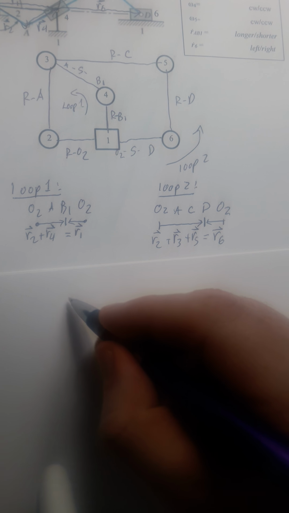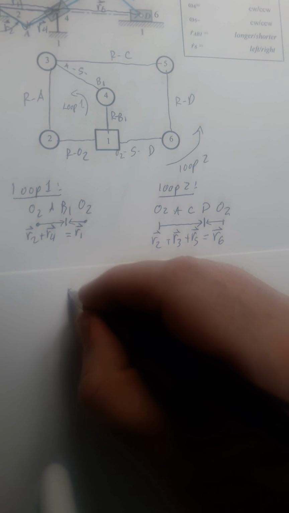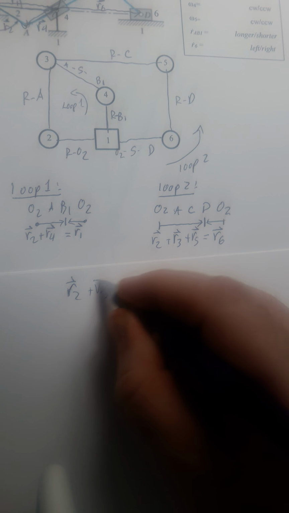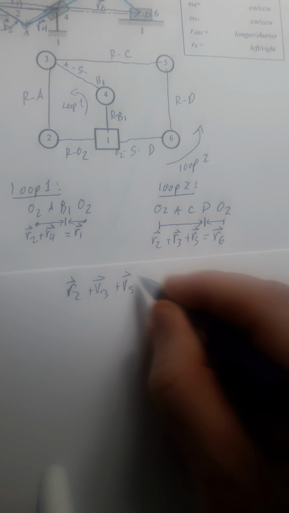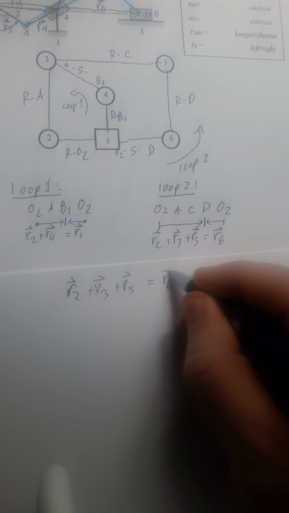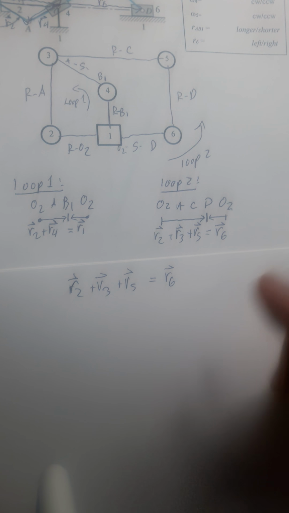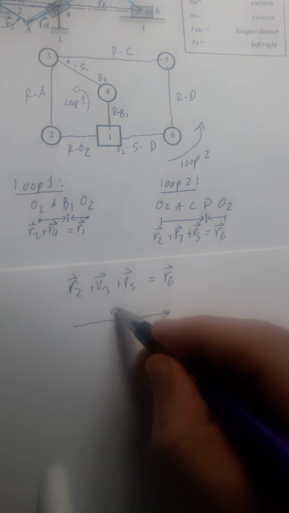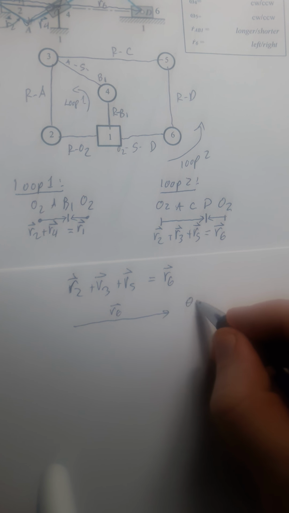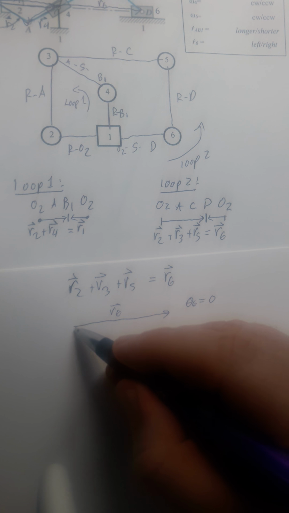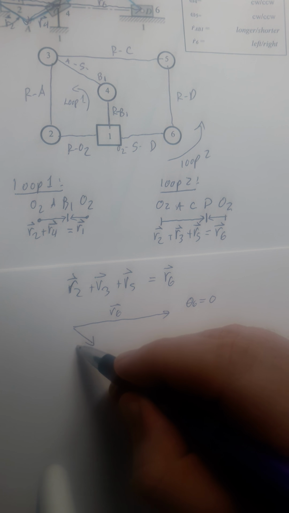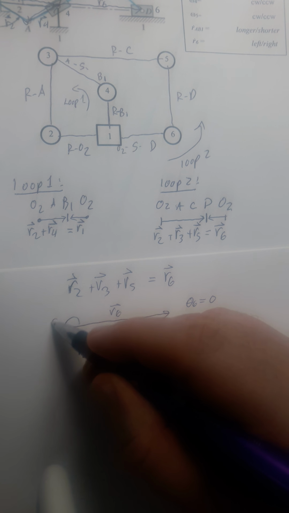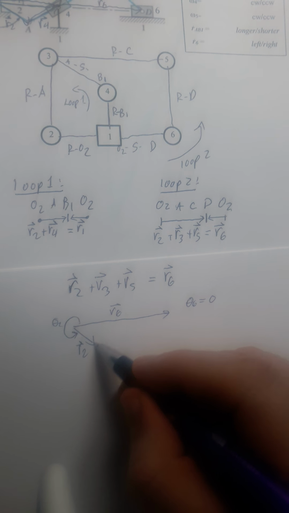For the second loop, we have the equation R2 plus R3 plus R5 equals R6. What that looks like is we have the R6 vector, and so theta 6 equals 0. We have our R2 vector right here, and as before, theta 2 is measured there.